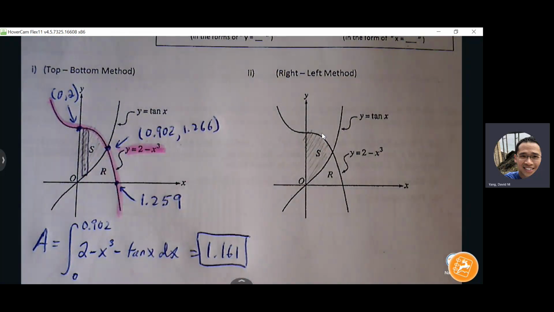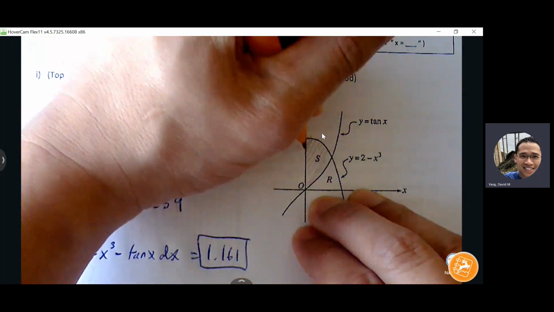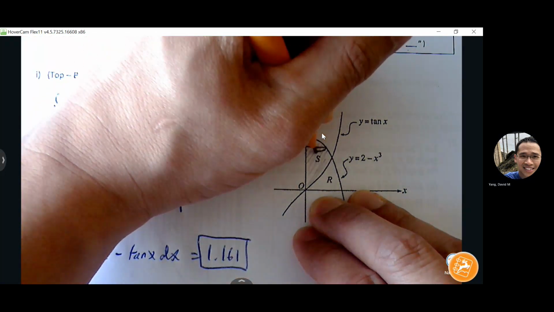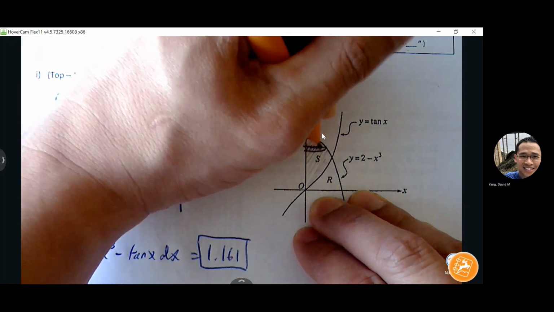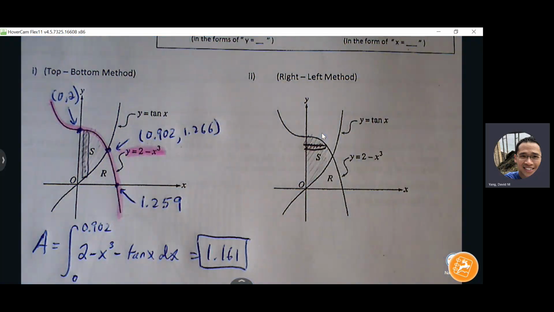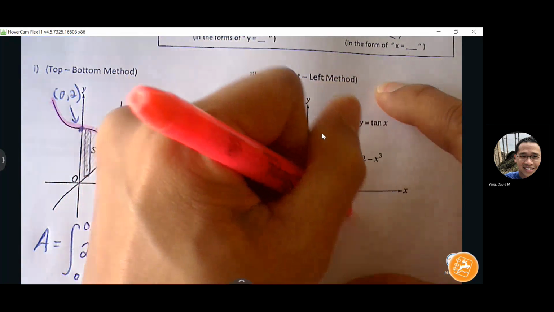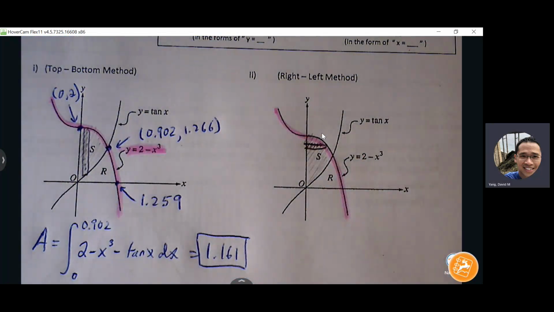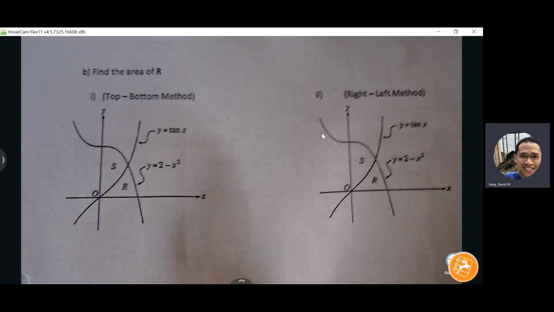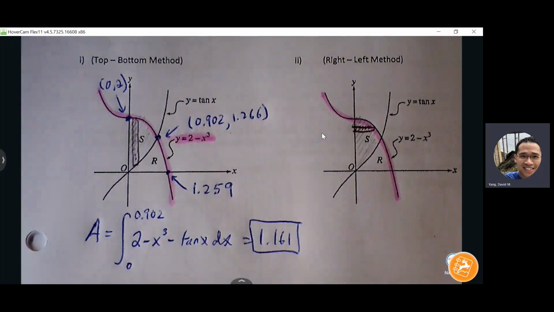And let's go ahead and draw representative rectangles, horizontal rectangles, okay, along this region here. So the bottom half is where we're going to do region R, but right now we're going to focus on region S.